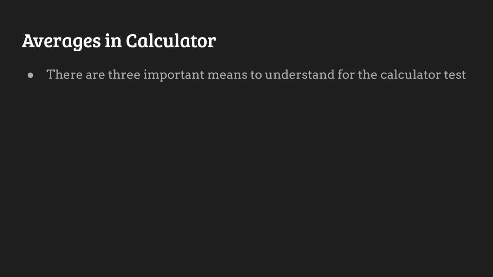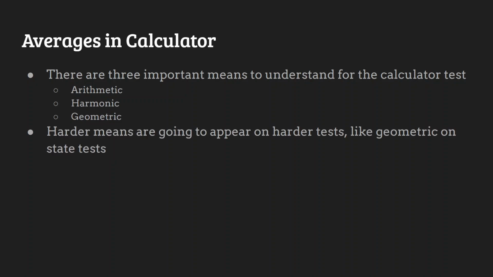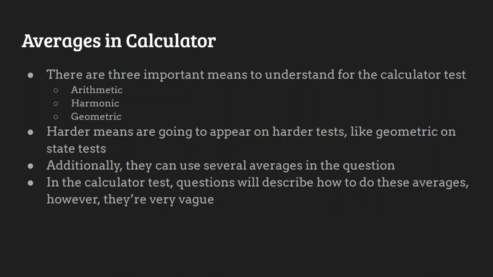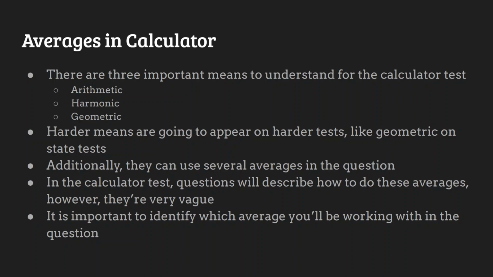There are three important ones to understand: arithmetic, harmonic, and geometric. Harder means are going to appear on harder tests, like geometric on state tests. Additionally, they can use several averages in the question. In the calculator test, questions will describe how to do these averages, however, they are very vague. It is important to identify which average you'll be working with in the question.